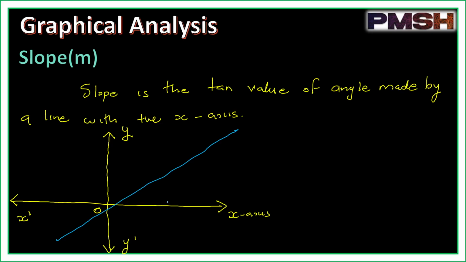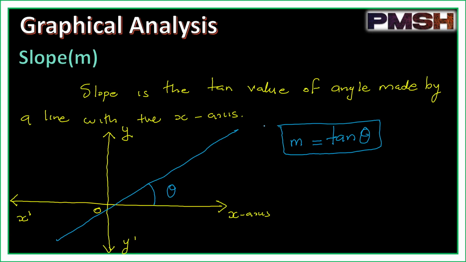Okay, xy plane. This line is going to make an angle with the positive x-axis, isn't it? Line is making an angle with positive x-axis. Let us say that is theta. Then tan value of this angle, that is tan theta, is called as the slope. Slope is represented using the letter m. You can say m is equal to tan theta. That is the equation to find the slope of a line.